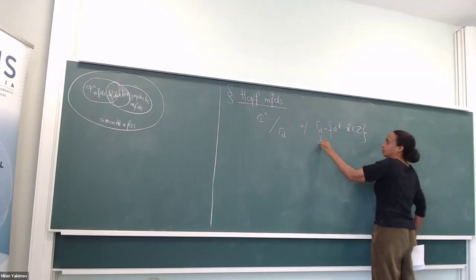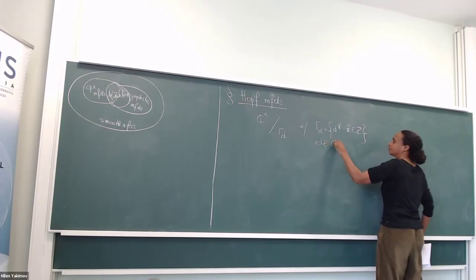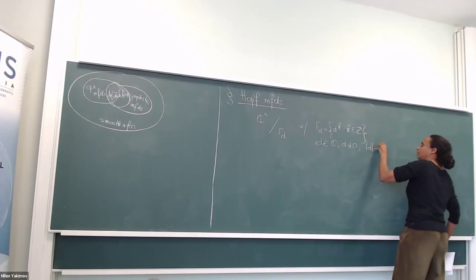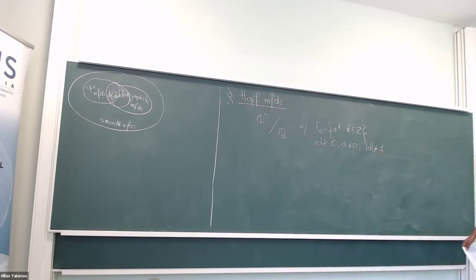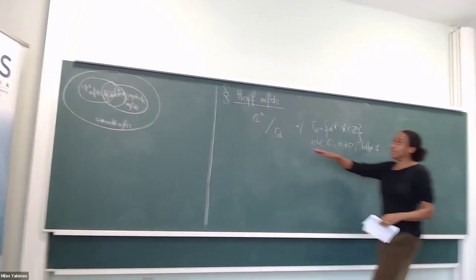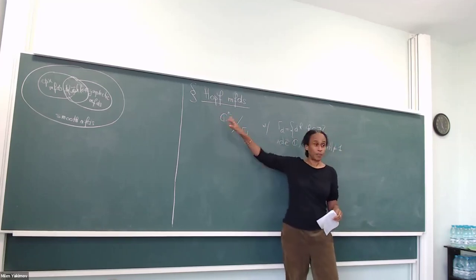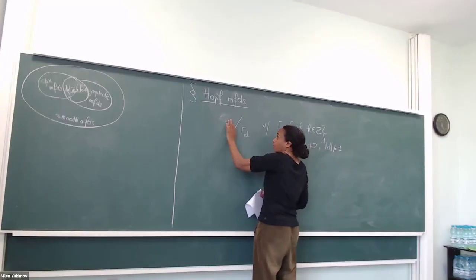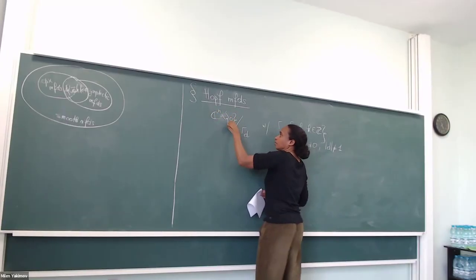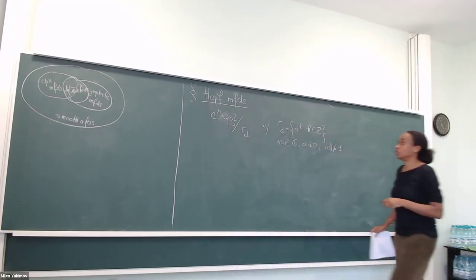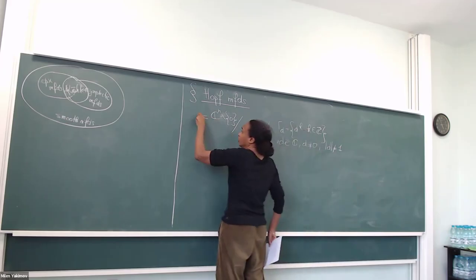Here g is a complex number, non-zero, and with absolute value different from one. You act by scaling, and you consider the orbit space of C^n minus the origin. You get a quotient, and this is what you call a Hopf manifold.